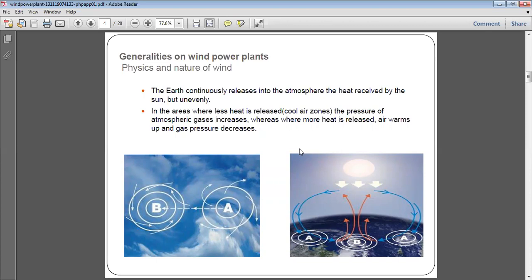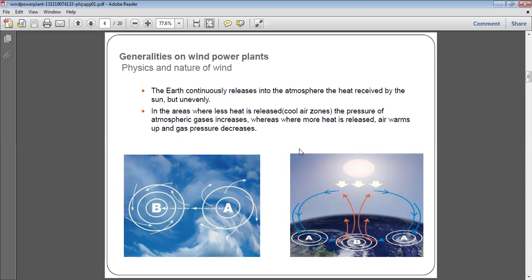In areas where less heat is released, the pressure of atmospheric gases increases, whereas where more heat is released, the air warms up and gas pressure decreases. So basically, in some areas more heat is released, and in some areas lesser heat is released. The area where less heat is released, the pressure of the atmospheric gases increases.